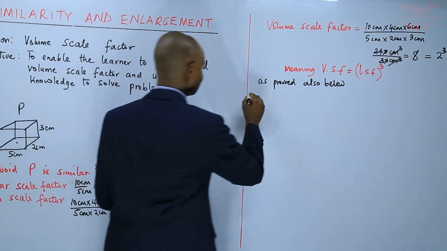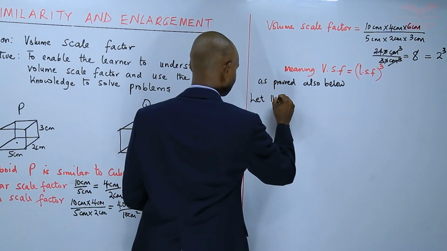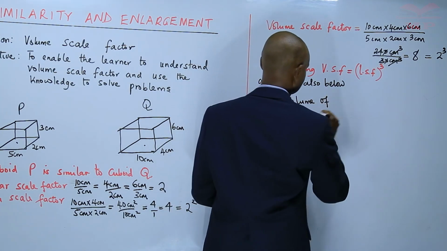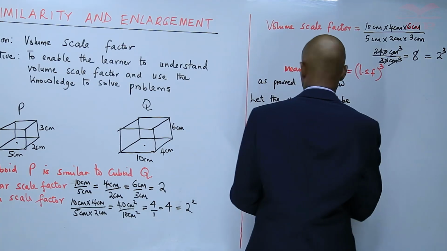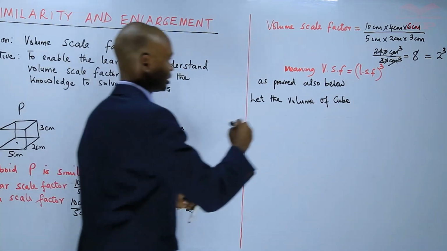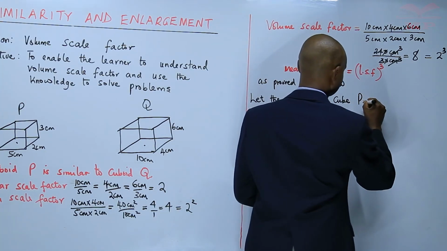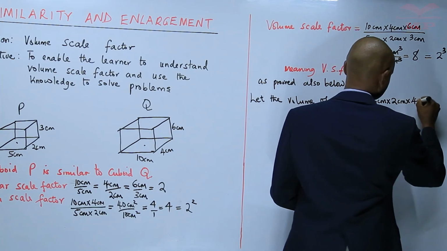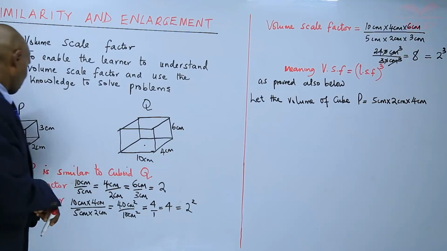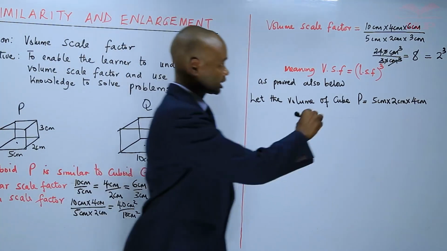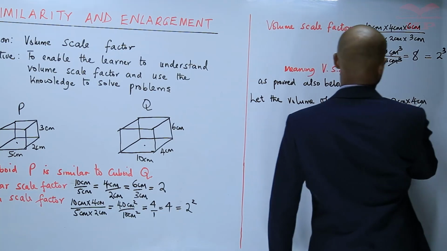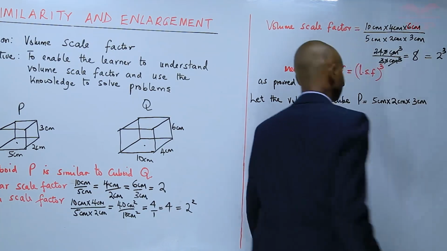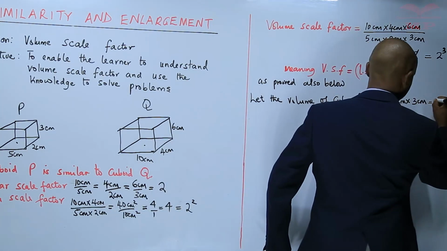Let the volume of cube P be 5 centimeters times 2 centimeters times 3 centimeters. If I work that out, 5 times 2, 10, times 3, I get 30 cubic centimeters.